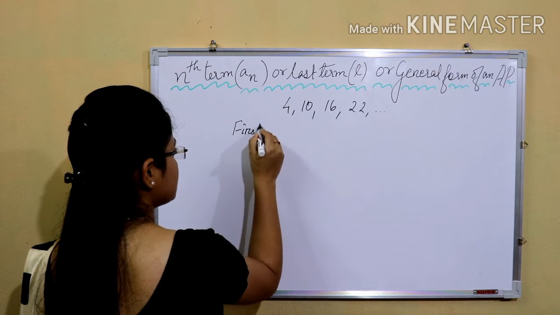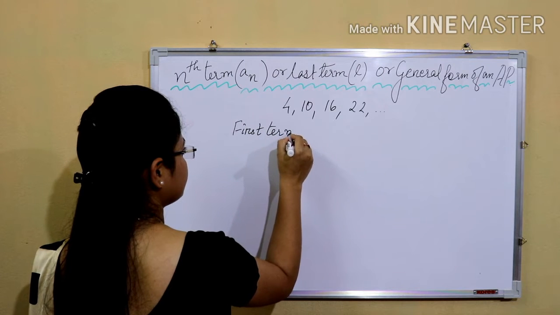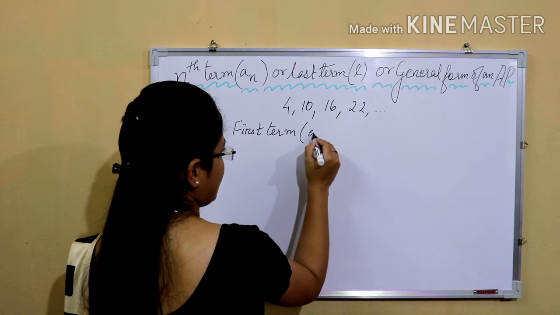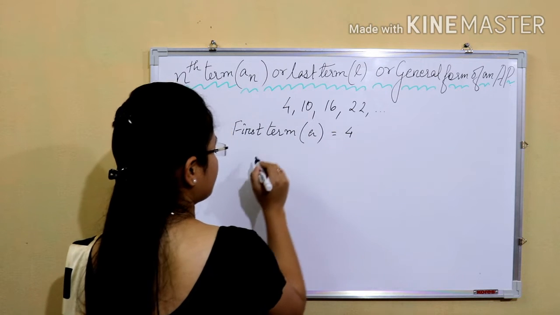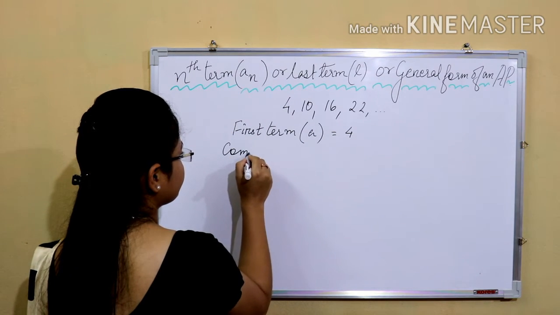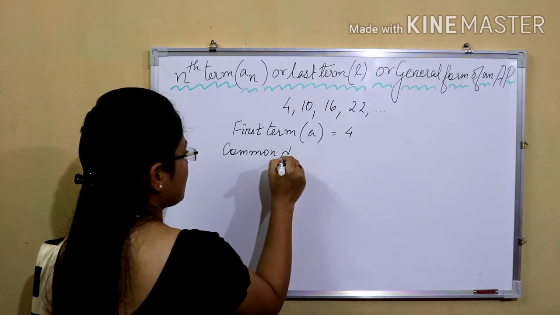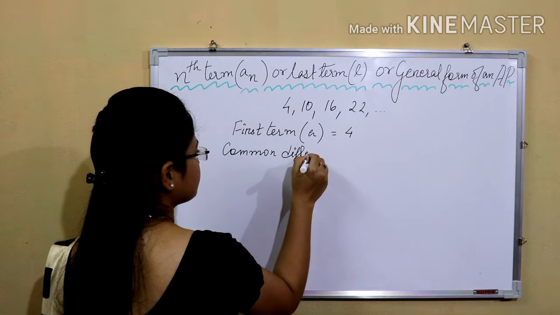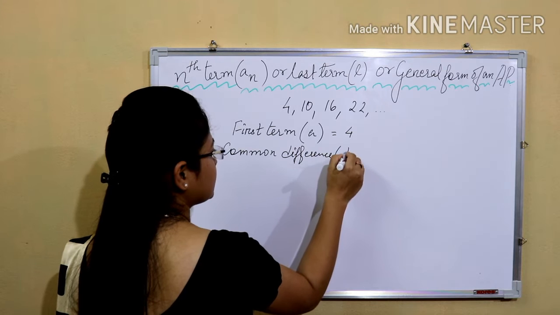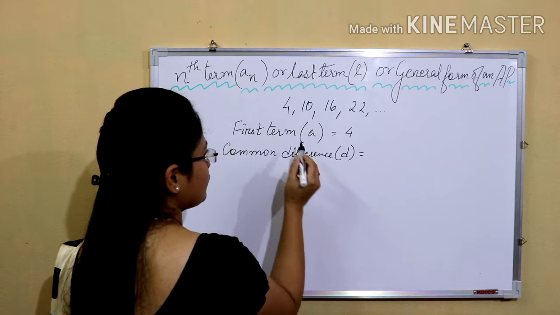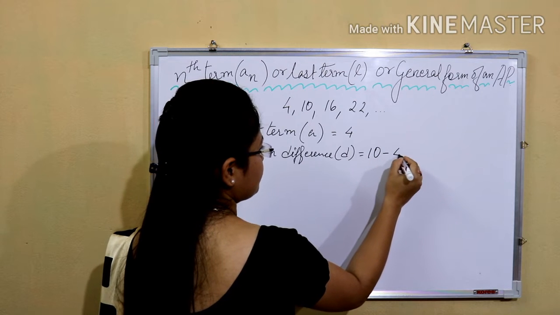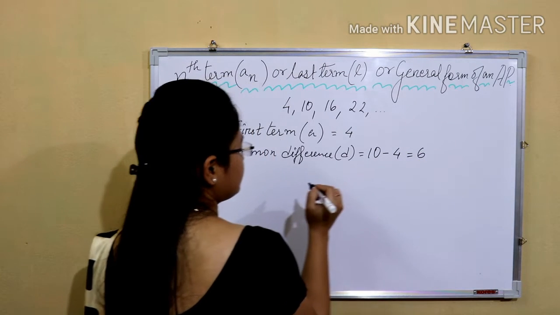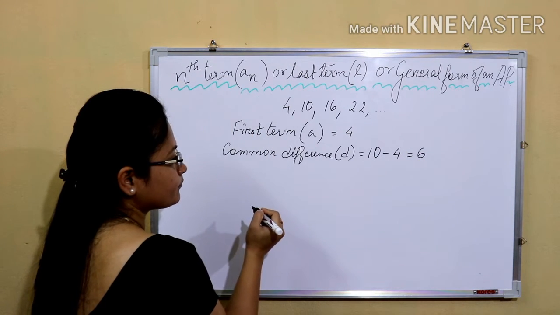So, our first term, which is A, it is 4. Common difference D, we find out second term minus the first term. That means 10 minus 4, which is equal to 6.